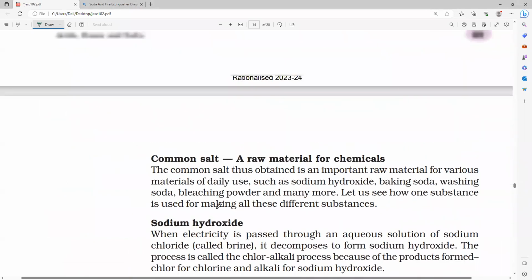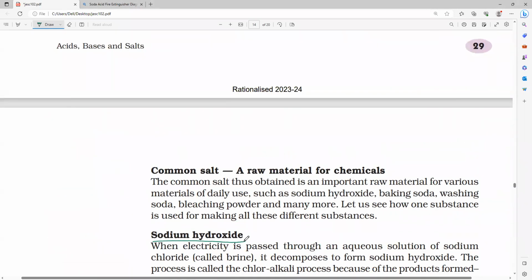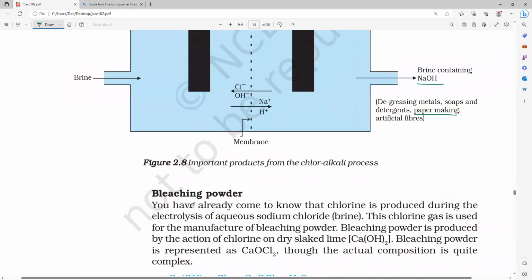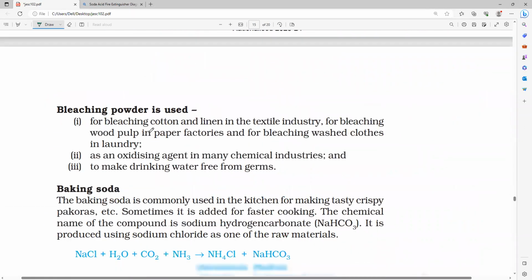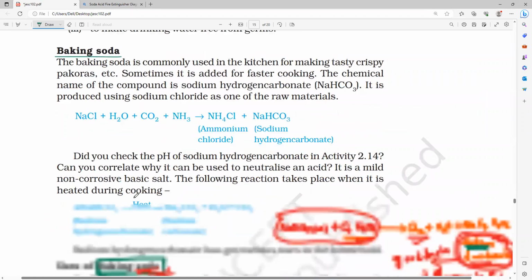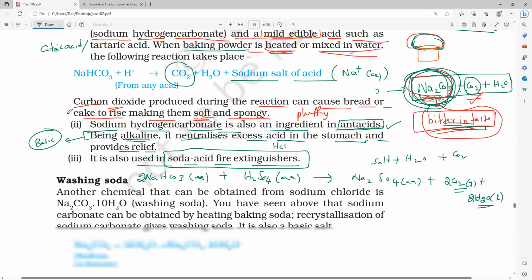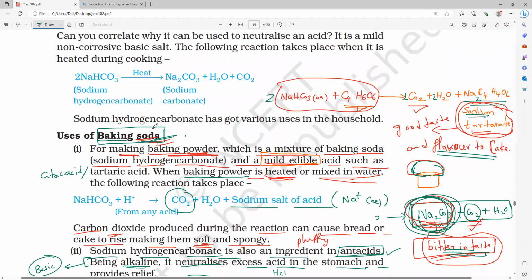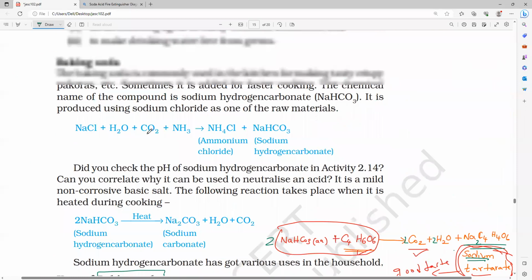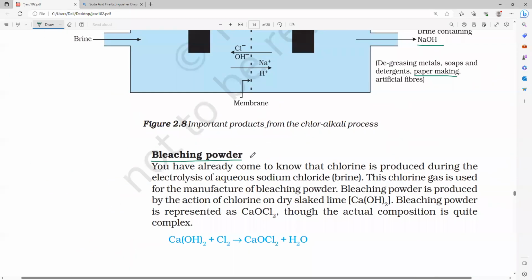First one, sodium hydroxide, called as what? Caustic soda. Next, bleaching powder. The third one is baking soda, and the fourth one is washing soda. Okay, baking soda we will get, baking powder also. Now one more thing is missing, that we have not taught, that is bleaching powder. So let us discuss the bleaching powder, and we'll wind up this one.